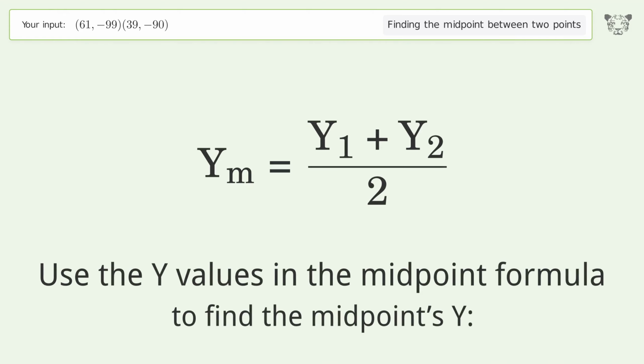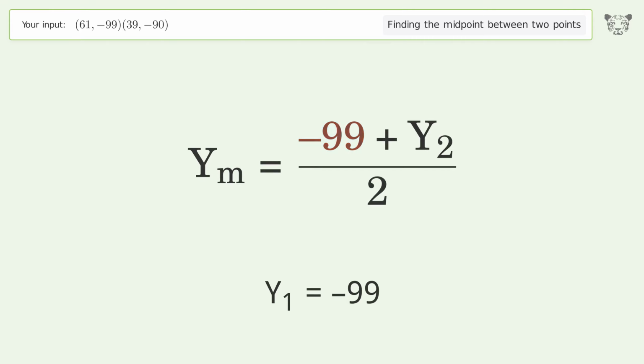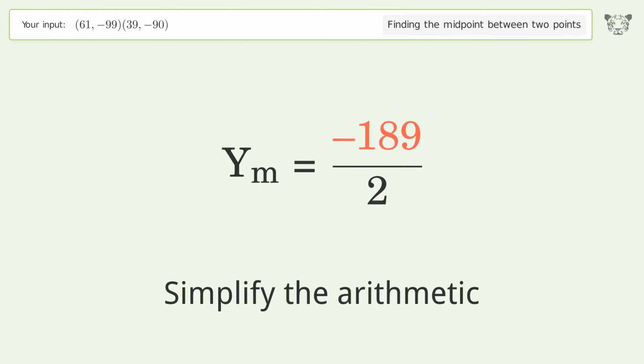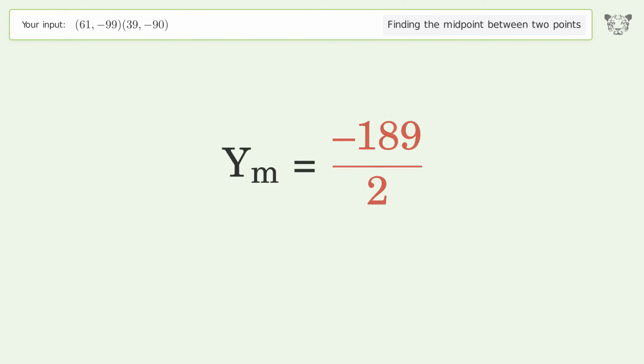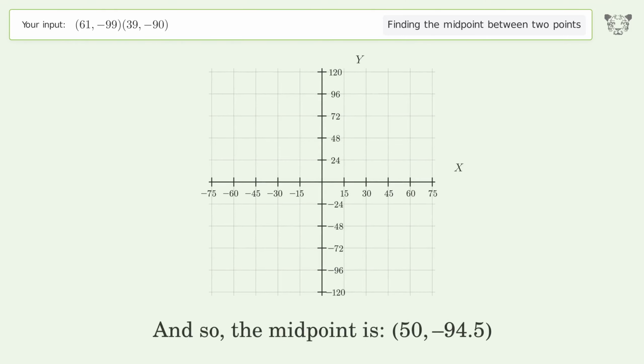Use the y values in the midpoint formula to find the midpoint's y. y1 equals negative 99. y2 equals negative 90. Simplify the arithmetic. And so, the midpoint is 50, negative 94.5.